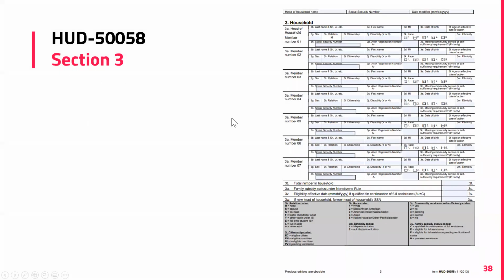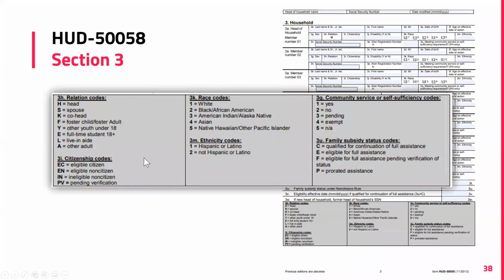Now let's talk about Section 3. The most awesome thing I love about 5.8 compared to the 5.9 is they have a cheat sheet on the bottom of every page to tell you what is going on and what their codes are. So I'm not going to go over too much of what each of the codes mean because it's pretty self-explanatory.